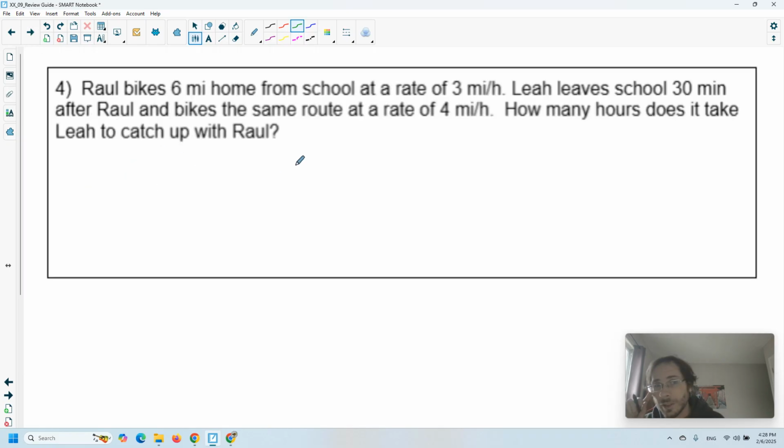For number 4, Raul bikes 6 miles home from school at a rate of 3 miles per hour. Leah leaves school 30 minutes after Raul bikes the same route at a rate of 4 miles per hour. How many hours does it take Leah to catch up with Raul?